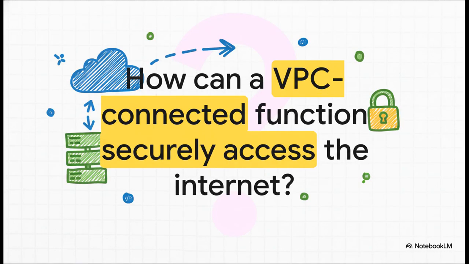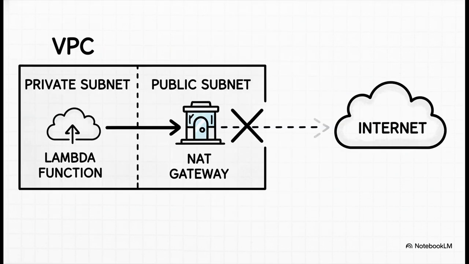Which of course leads to the big question everybody asks. Okay, if my function is now inside my private VPC talking to my database, how in the world can it also call some third-party public API out on the internet? And the answer is a NAT gateway. It's kind of like a bouncer for your VPC. You put the NAT gateway in a public subnet, and then you tell your private subnets to route all their internet-bound traffic through it. This creates a secure one-way door. It lets your private functions reach out to the internet, but it doesn't let the internet initiate connections back in.